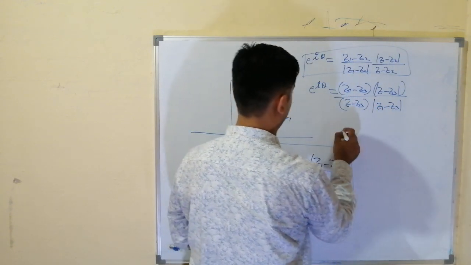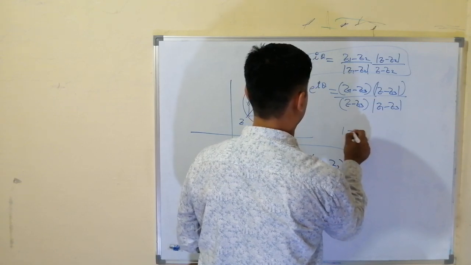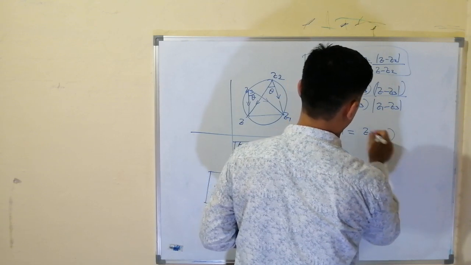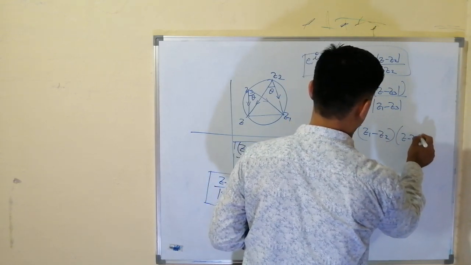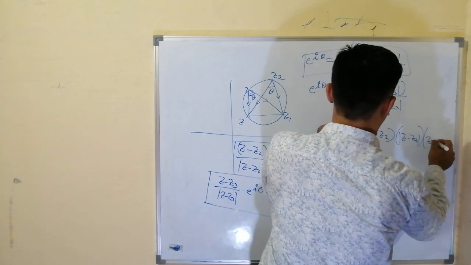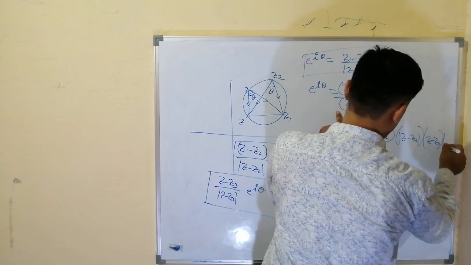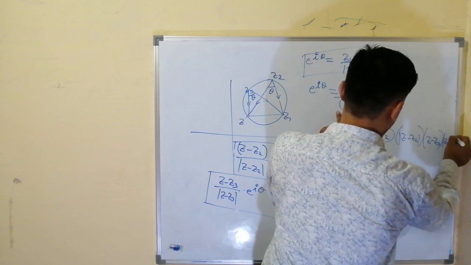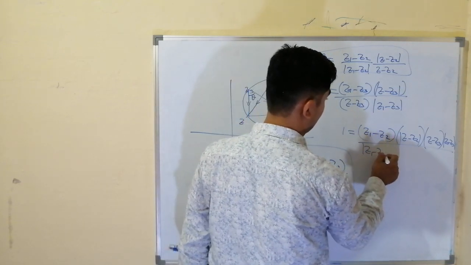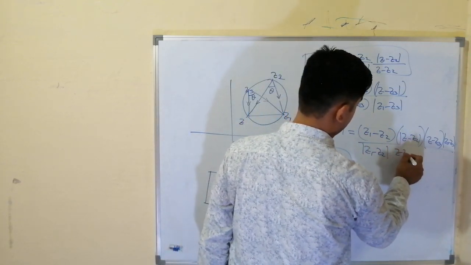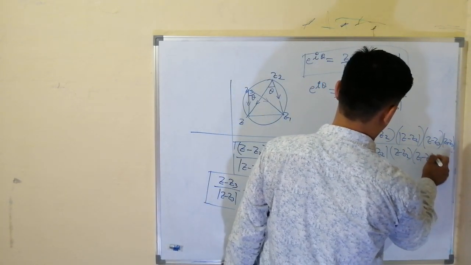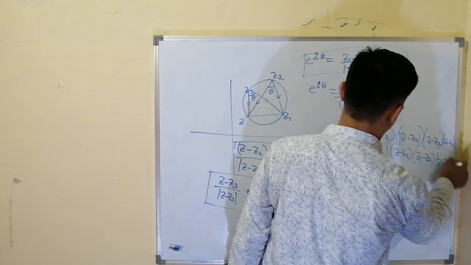Now we will divide them. On dividing 1 by 2, we will get 1 is equal to z1 minus z2 into mod of z minus z2 into, this denominator will go to the numerator, z minus z3, this will go to the mod of z1 minus z3, this is divided by, here we have mod of z1 minus z2, here we have z minus z2, then this is z1 minus z3, and this is mod of z minus z3. We'll get this.